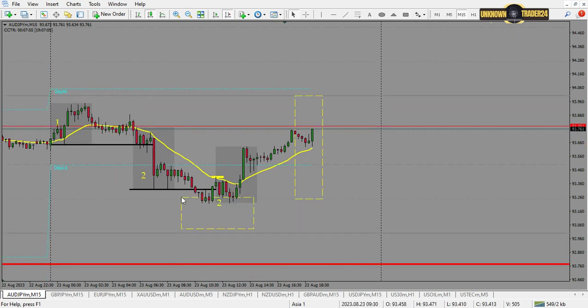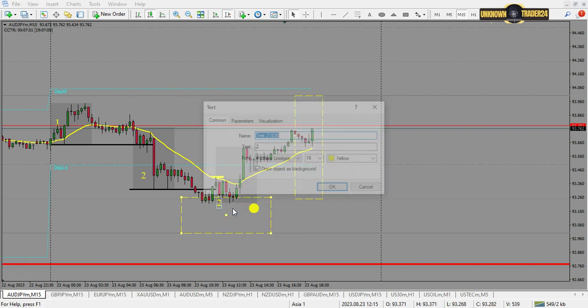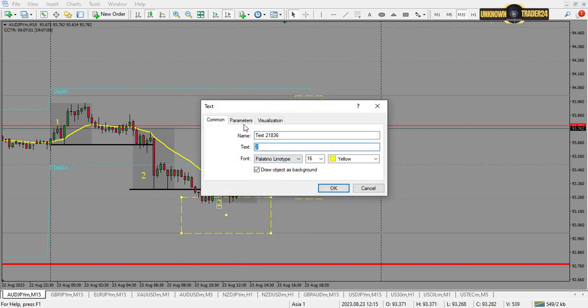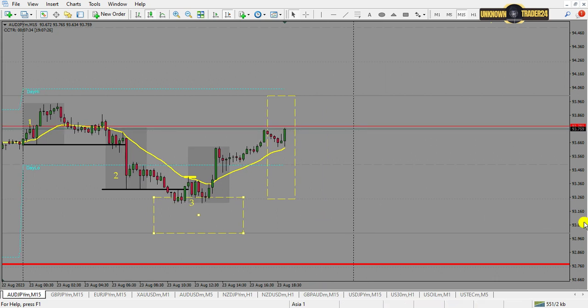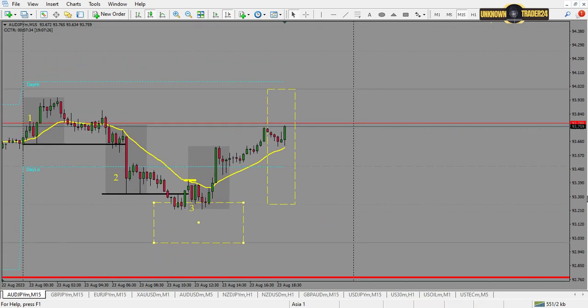It's very important for you to be able to identify the last box in which the move fails. You must be able to identify where the move is failing. This is crucial. If you want to be consistent, this is crucial. You must be able to see where this move is failing. Why? Because this will help you stay away from garbage trades.